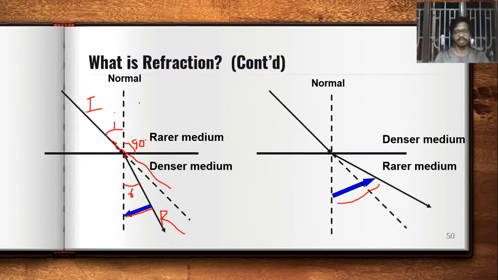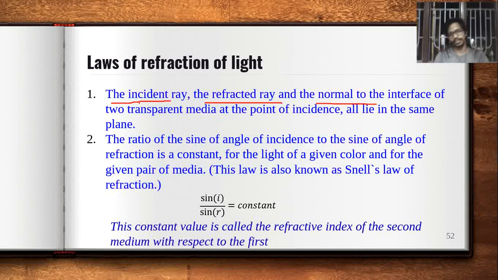This is normal. So what does the first law of refraction say? The first law says the incident ray, the refracted ray, and the normal to the interface of two transparent media at the point of incidence all lie in the same plane. The same case as we have discussed in the reflection part.